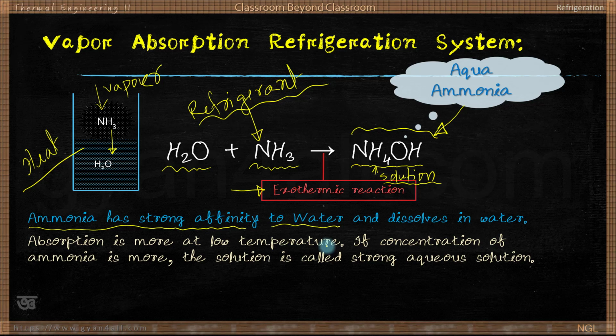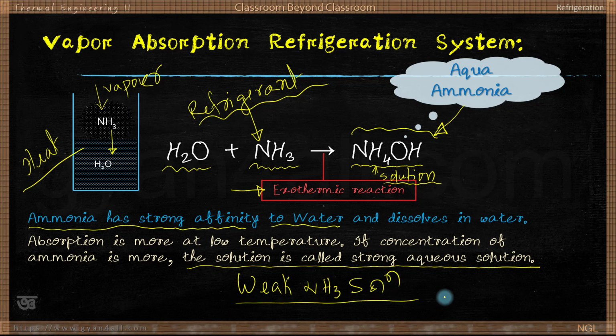Now, if the concentration of ammonia is high, that means there is more ammonia and less water, then that type of solution is called strong aqueous solution, strong ammonia solution, or strong aqua ammonia. And if the concentration of ammonia in water is less, then we call it weak ammonia solution or weak aqua ammonia. Okay, with this understanding, we'll try to explain the principle of the vapor absorption refrigeration system.